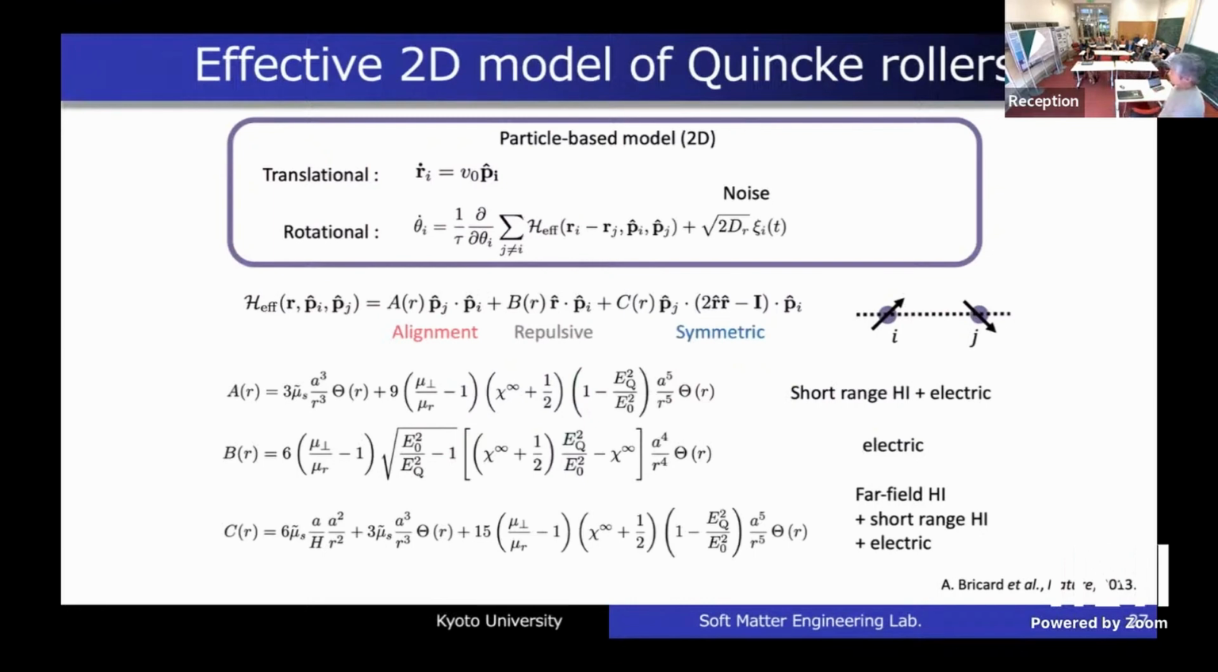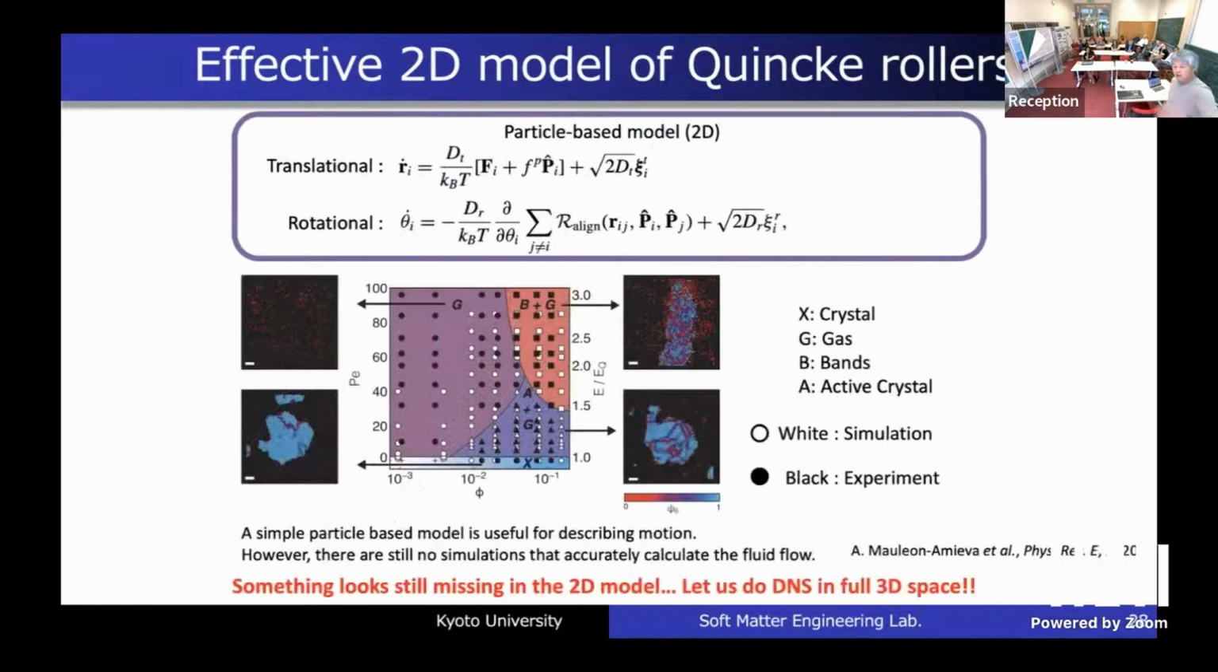They included the far-field hydrodynamics. They also include the short-range hydrodynamics effectively, and electric interactions as well. It looks like they included everything, but it is not. So this is a similar model, almost identical, and they did numerical simulations using that model. They say they reproduced experimental observations quite well. But I had an impression that something is still missing if we compare the full 3D system and this system. That is why we did a full 3D dynamical numerical simulation for this system.